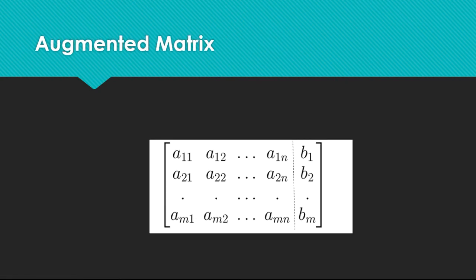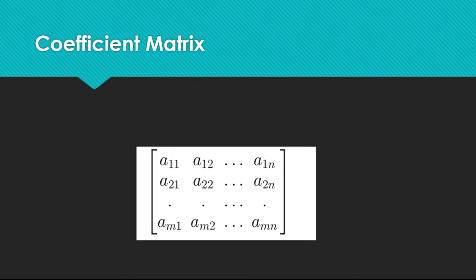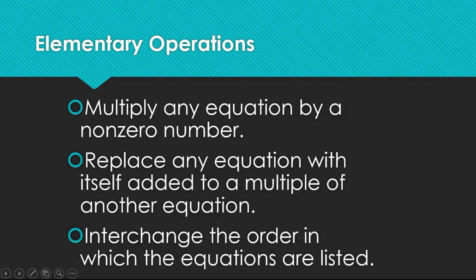We have studied these previously, but I am recalling them because we will need them a lot in the next lectures. Now the coefficient matrix: when we write all the coefficients of the first equation in the first row, the coefficients of the second equation in the second row, and so on, the coefficients of the mth equation in the mth row, then this matrix is called the coefficient matrix.